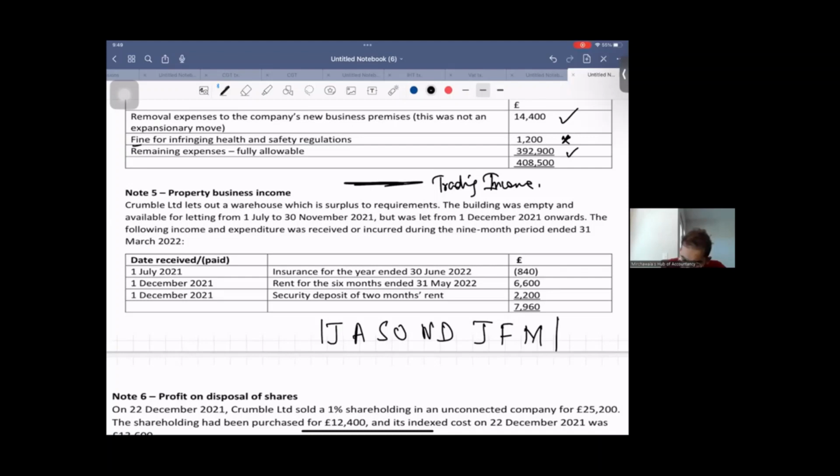On 1st July, insurance for the year ended. You paid insurance for 12 months, from 1st July to next June. Just think about it: out of this 12 months, how many months lie in your accounting period? July to next June, 9 months lie in the accounting period, and the remaining 3 months are outside it. So you will only include insurance 9 upon 12.